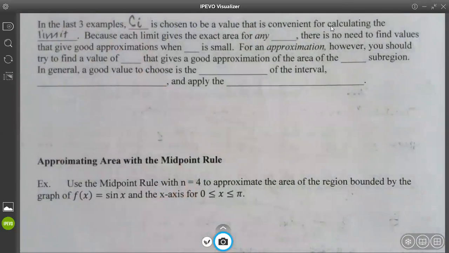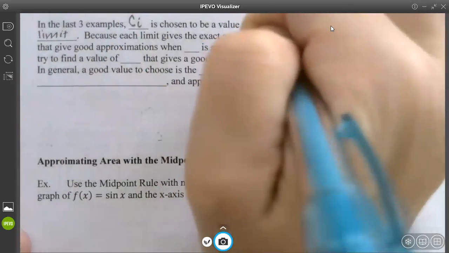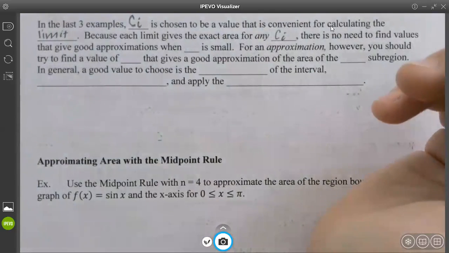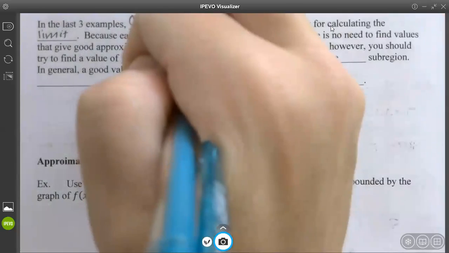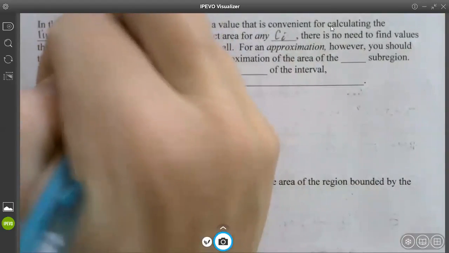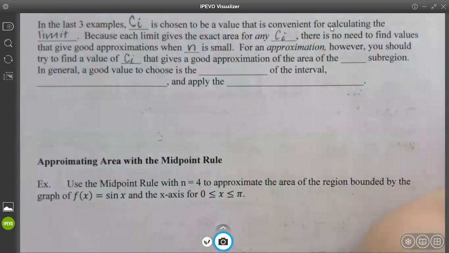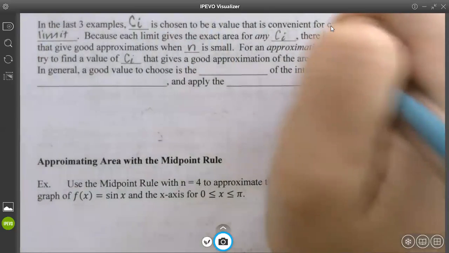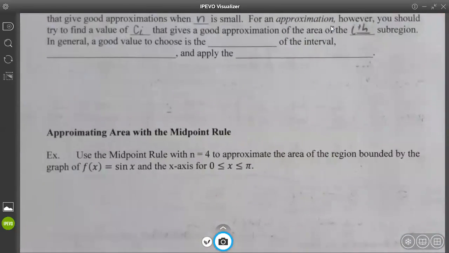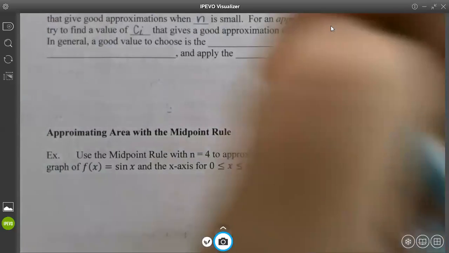Because each limit gives the exact area for any CI, there is no need to find values that give good approximations when n is small. For an approximation, however, you should try to find a value of CI that gives a good approximation of the area of the ith region. In general, a good value to choose is the midpoint of the interval.